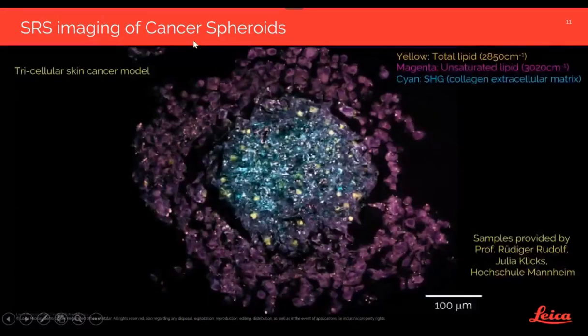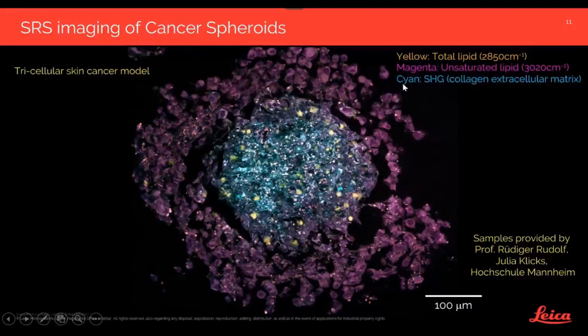So the sample that I'm going to show you here are cancer spheroids, in this case composed of 3 different types of cells. So we have here a tricellular model for skin cancer that was provided by colleagues here at the Hochschule Mannheim. And what I'm showing you here is a 3-color image where 2 of the colors are chemically specific signals from stimulated Raman scattering. In yellow, a signal representing the total lipid content in your sample, and a image in magenta showing specifically the unsaturated lipids in this sample.